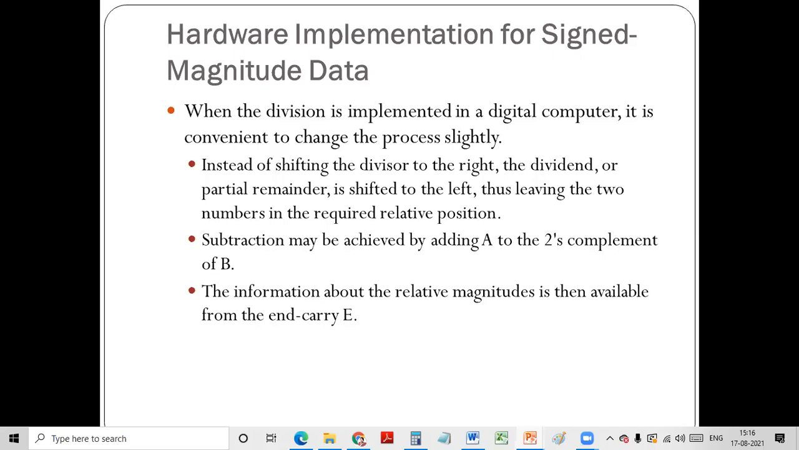So if you get E as 0, it means the dividend or partial remainder is lesser than the divisor. So you need to make the quotient bit 0 and then take one more extra bit. How can I take one more extra bit? By shifting the dividend to the left by one bit. The previous most significant bit we can lose, and the present LSB can be considered in the same 5-bit alignment. So from the end carry, I can conclude the magnitude comparison, right?